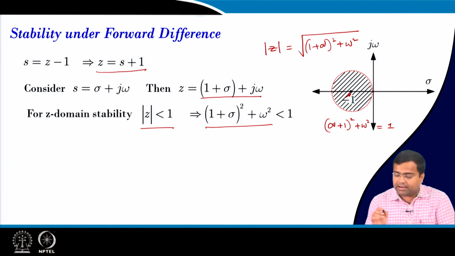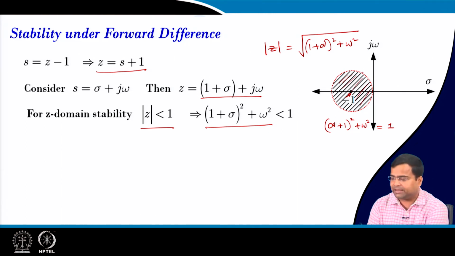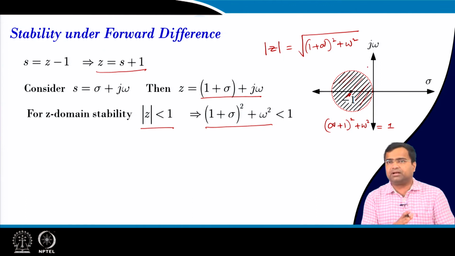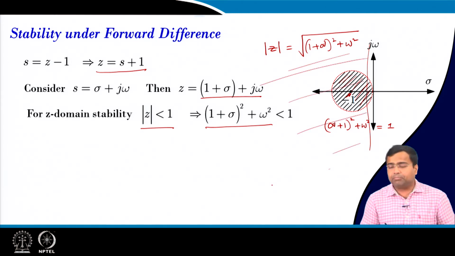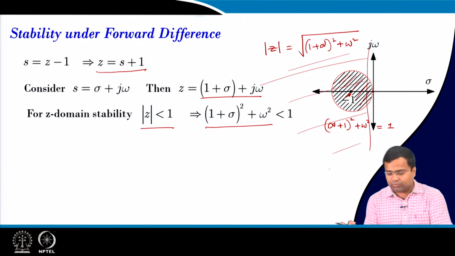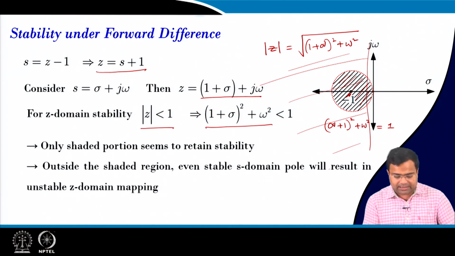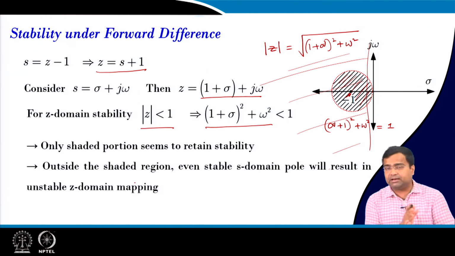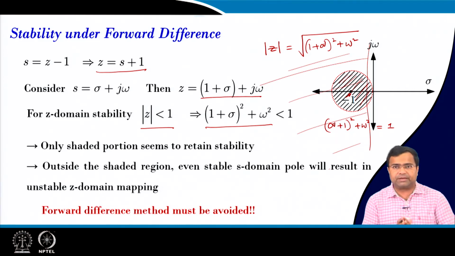So it can only be stable in this transformation if we take any pole in this S plane inside this circle. Because we know that for stability in the S plane, the real part should be negative. That means the actual stable plane takes the entire left hand side, but other than this shaded region, outside it will become unstable in the z domain. So this transformation may lead to a stable pole, only the shaded region can retain stability. Outside the stable region, a stable S domain pole may become unstable in the z domain. So that is why the forward difference method must be avoided.